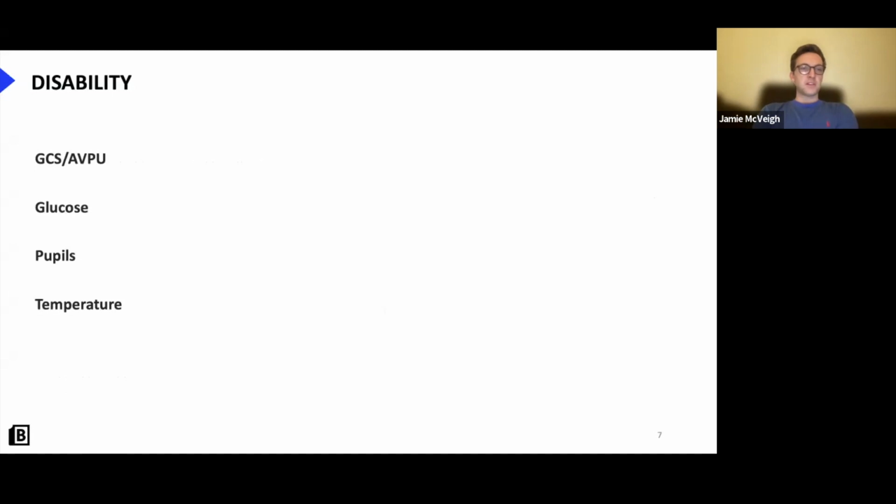Check their BM, because quite often it can cause a lot of symptoms such as drowsiness that you might see. Check their pupils to check they haven't had an intracranial event, and then get a temperature on them to see if they're febrile or not. Remember, particularly old patients can be hypothermic, and that can still be a result of a fever, okay?